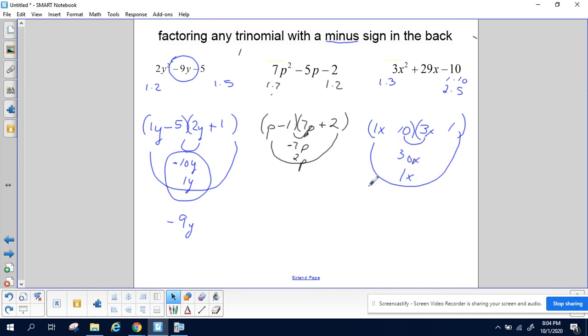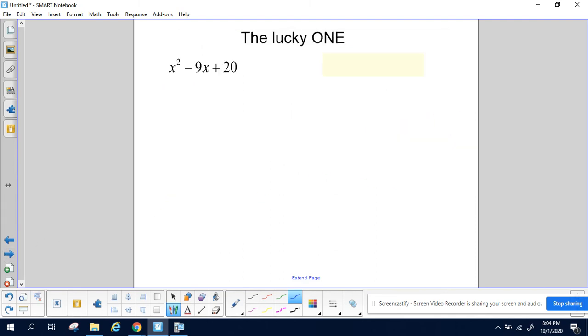Okay, now the symbols. You need to work on the symbols to make sure you get a positive 29 out of this combination here. So we would want a positive 30 and a negative with the 1. So this is going to have the negative, and this is going to have the positive. And you could check by doing first, outer, inner, last, combine like terms.